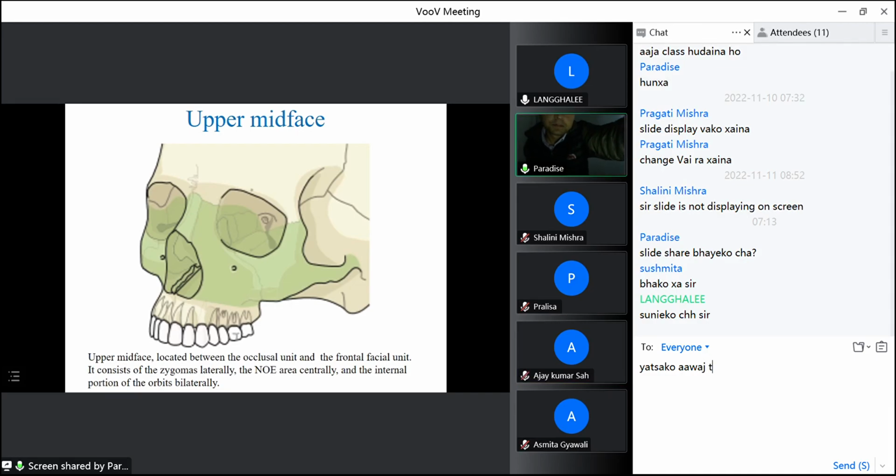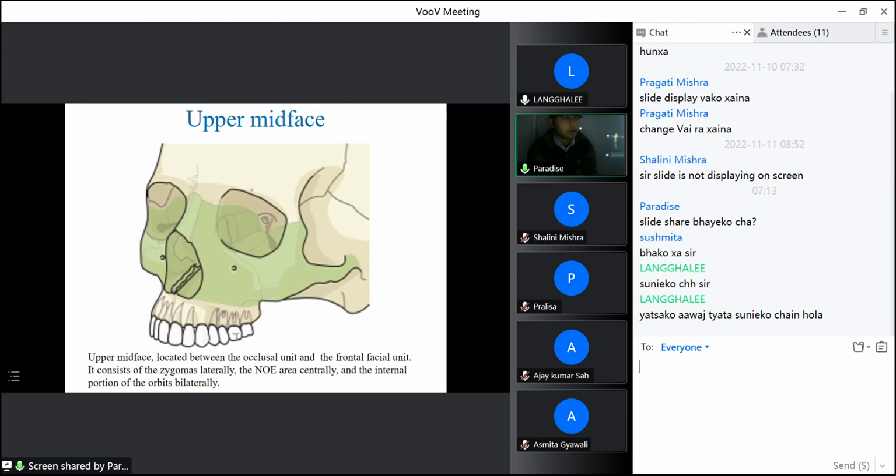Okay, let's start. We were discussing the facial bone fracture. We have already completed the mandibular fracture and condyle fracture, and now we are discussing the midface fracture. The midface is also divided into two parts: upper midface and lower midface.